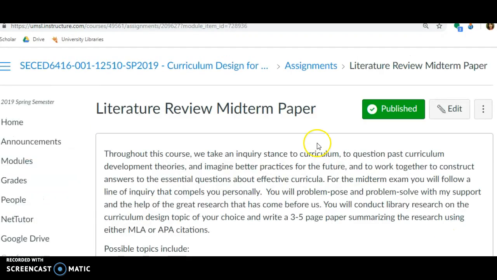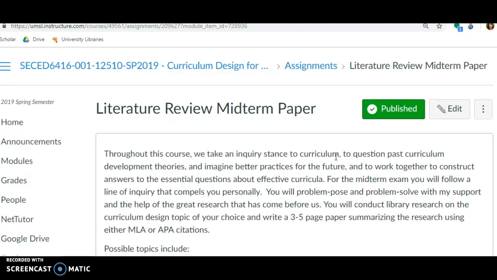Now, after this week, it is midterms. Yay, midterm. So remember that at the beginning of the course, we talked about for the midterm, you will be writing a literature review. That's a library research paper. So throughout the course, we take an inquiry stance to curriculum, to question past curriculum development theories and imagine better practices for the future, and to work together to construct answers to our 3 essential questions about effective curriculum.